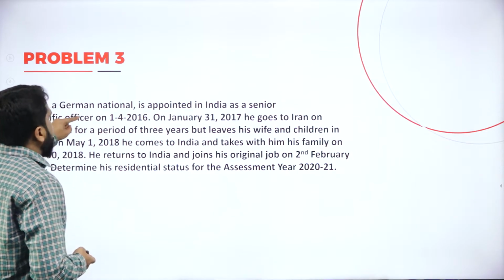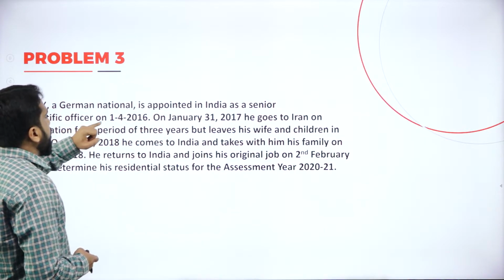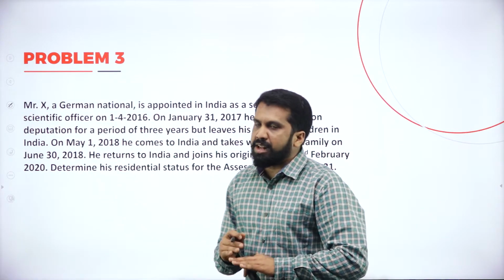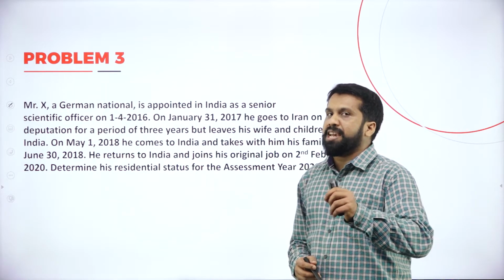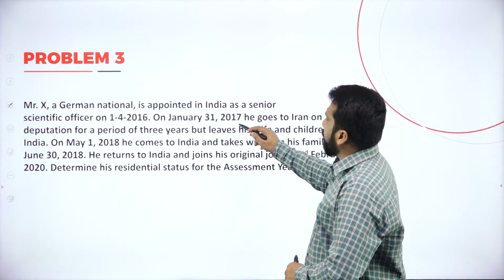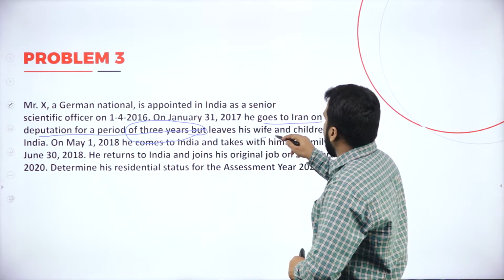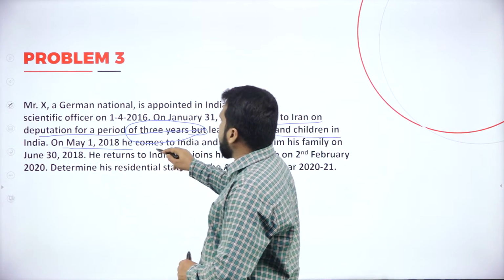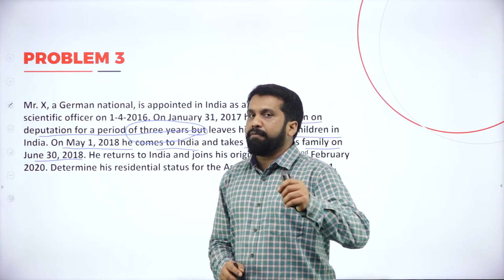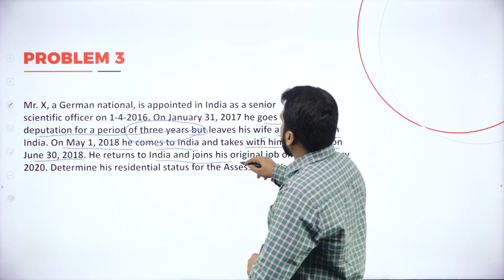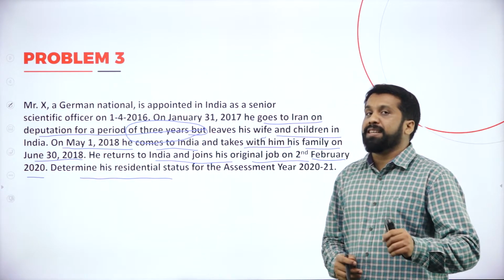Now, Mr. X, a German national, is appointed in India as a senior scientific officer on 1/4/2016. So he is not of Indian origin, he is German. He was appointed as a senior scientific officer on 1st April 2016. Now, in January 17, he goes to Iran on deputation for a period of 3 years. He leaves his wife and children in India. On May 1st, 18, he comes to India and takes his family with him on June 30th, 2018. Every date is important. He returns to India and joins his original job on 2nd February 2020. Determine his residential status for the assessment year.